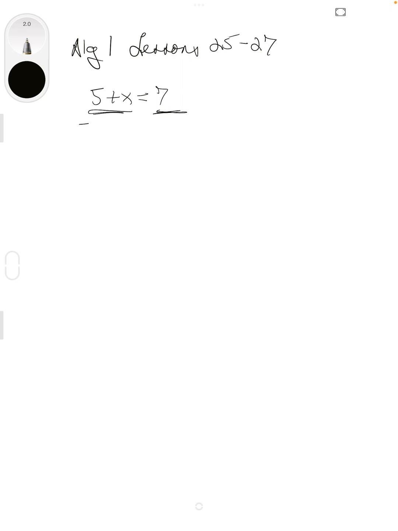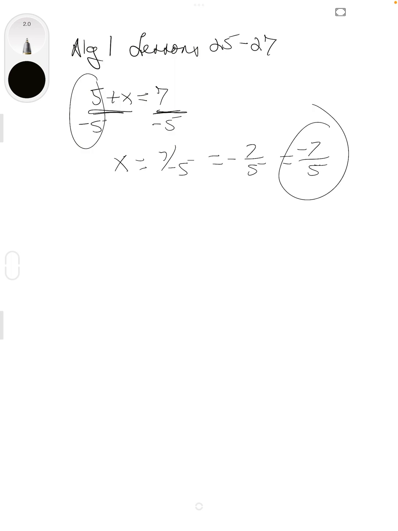So in this case, if I subtract 5 from both sides, I don't change the balance scale. Well, 5 minus 5 is 0, so I end up with x equals 7 over negative 5. That can also be written as negative 7 over 5 or negative 7 over 5. All three of those are identical. I generally will throw it where the negative sign is on the top. So, simple review.